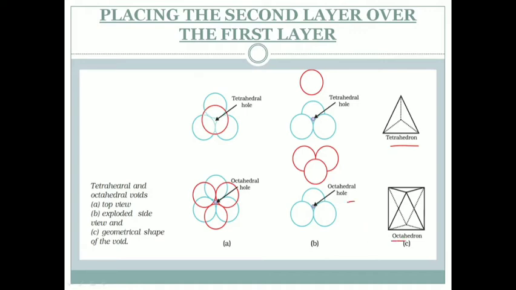And if we join, we will get an octahedron. So that is why such voids are known as octahedral voids. The number of these two types of voids depends on the number of close packed spheres. Let the number of close packed spheres be n, then the number of octahedral voids generated will be n, and the number of tetrahedral voids generated will be equal to 2n.